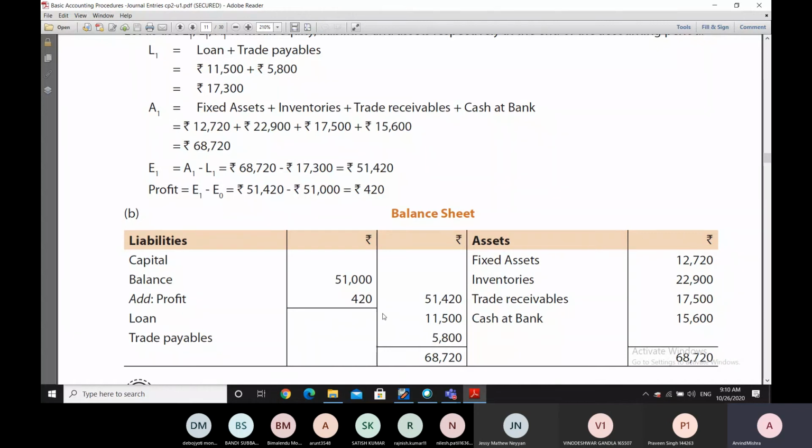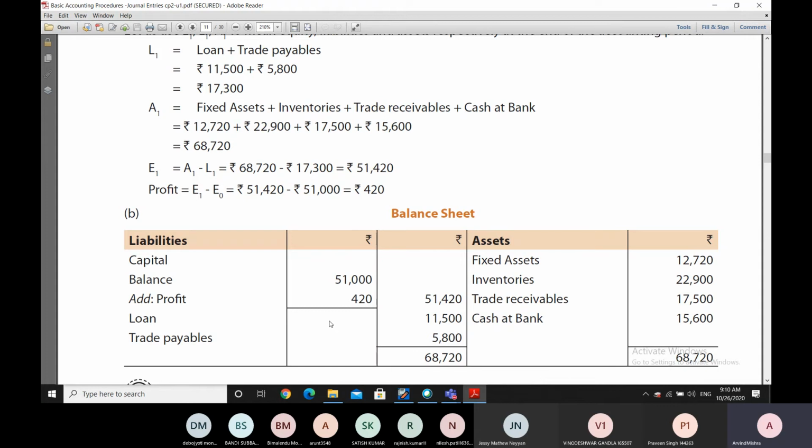This is all written on the left side, because these are liabilities, and assets we are writing on the right hand side, which, as a matter of fact, we have added here also. And the total of that is coming to 68,720. So this is the balance sheet. So in the balance sheet, you should always remember on the left side we are putting the capital, and below the capital we are putting the liabilities of the business.